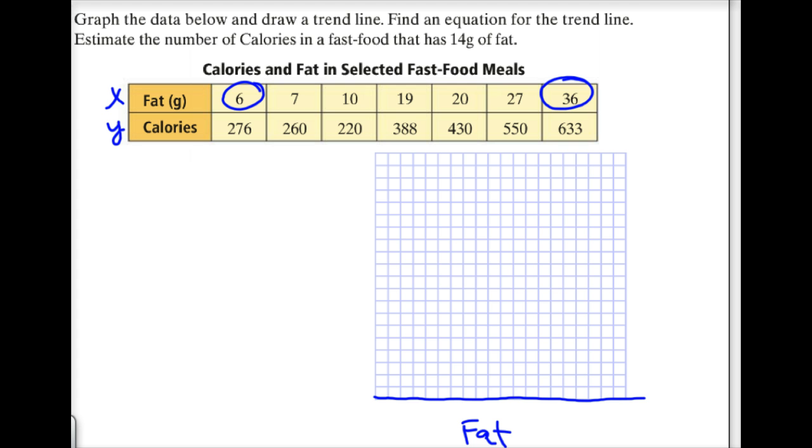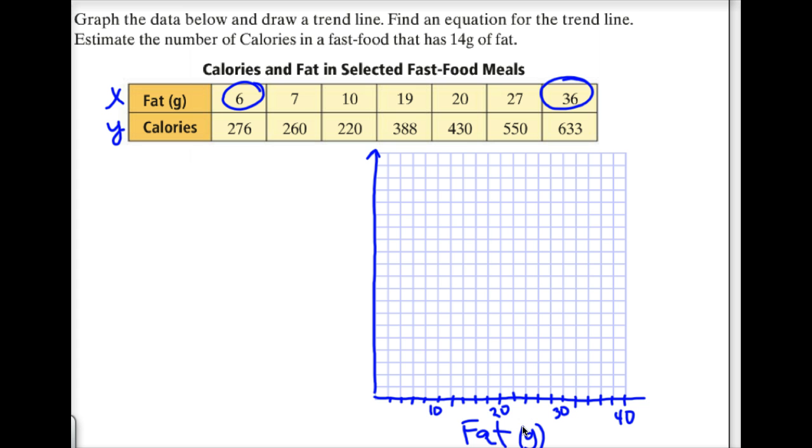But when I write this, I'm going to start at 0, but I'm not going to put every number down. I'm only going to write down every fifth. So I'm going to go up by 2. So 2, 4, 6, 8, 10, and then it's going to be 20. And each line represents 2. So notice I can get all the way up to 40 for fat, and that's in terms of grams.